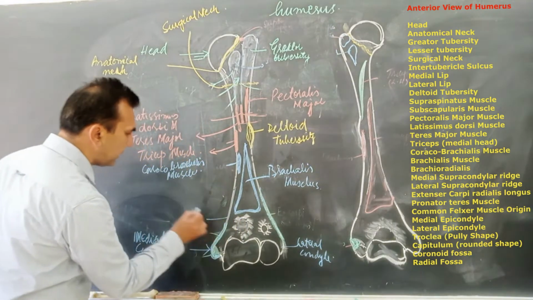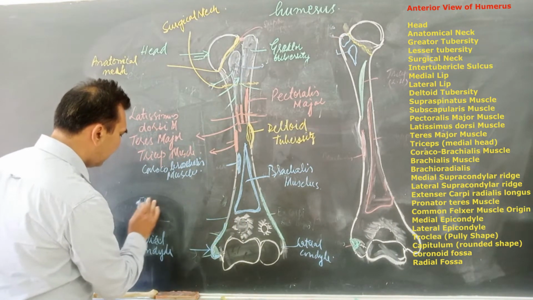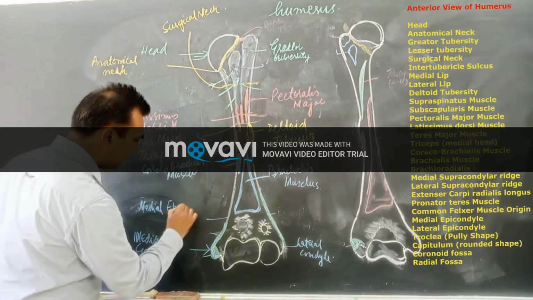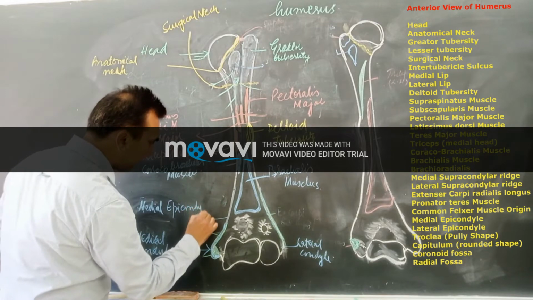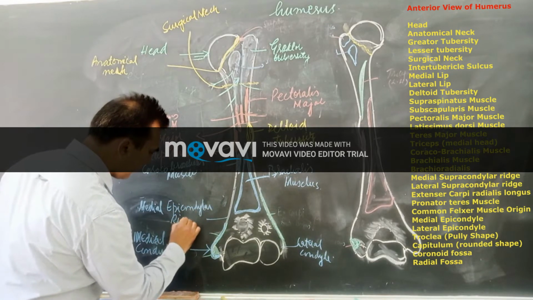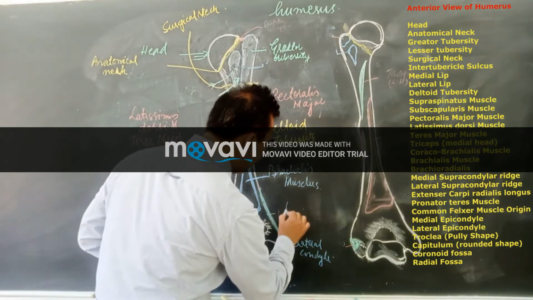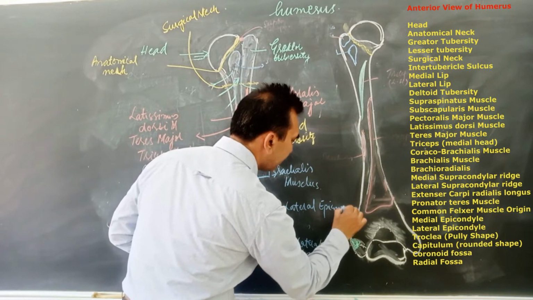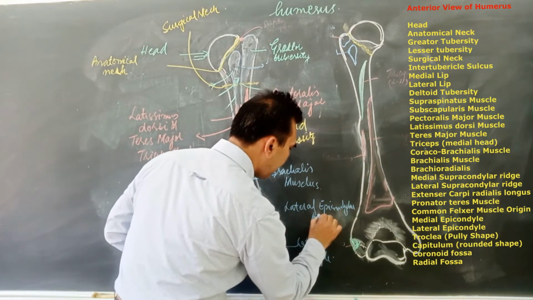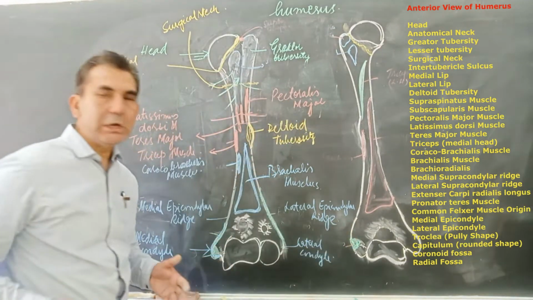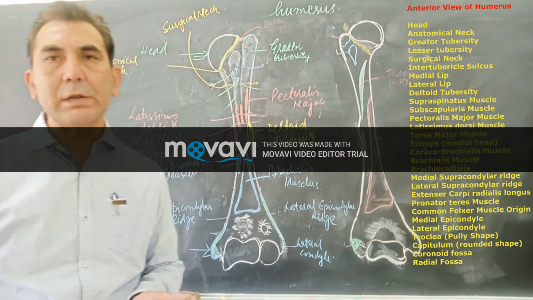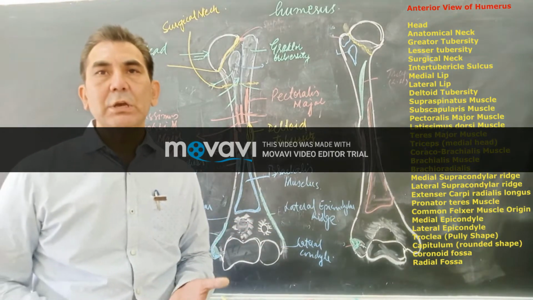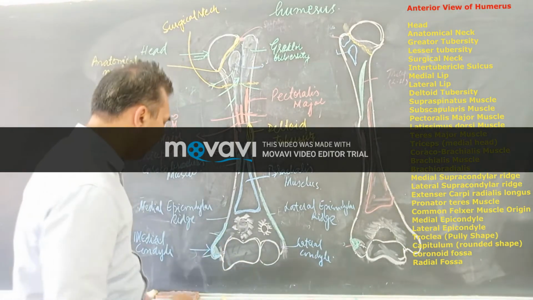and this ridge-like structure is called the medial epicondylar ridge and the lateral epicondylar ridge. Medial epicondylar ridge and lateral epicondylar ridge. These ridges are for the attachment of different types of muscles.